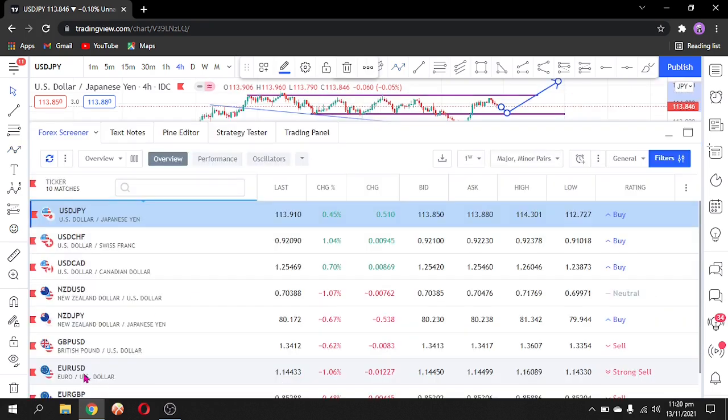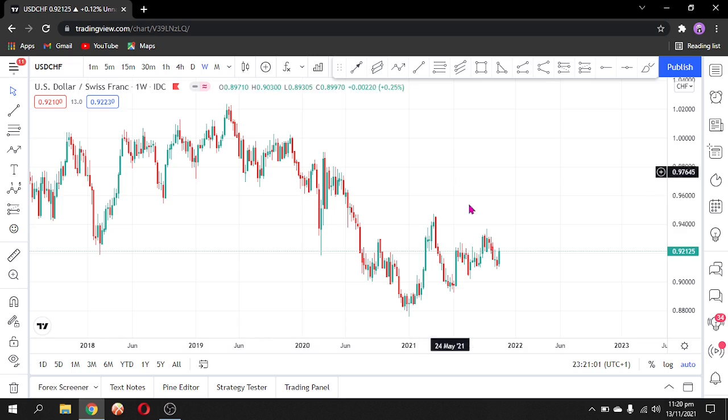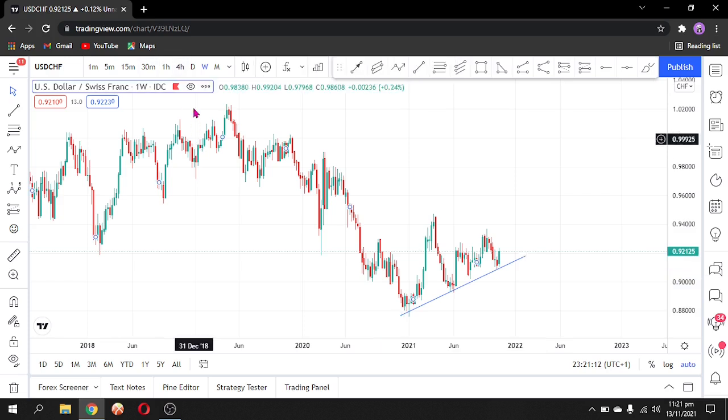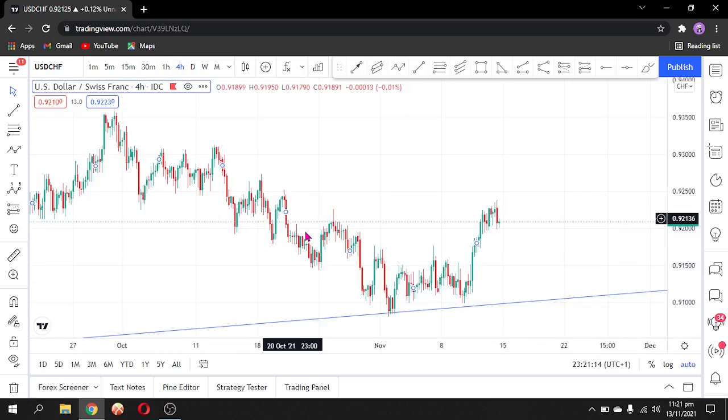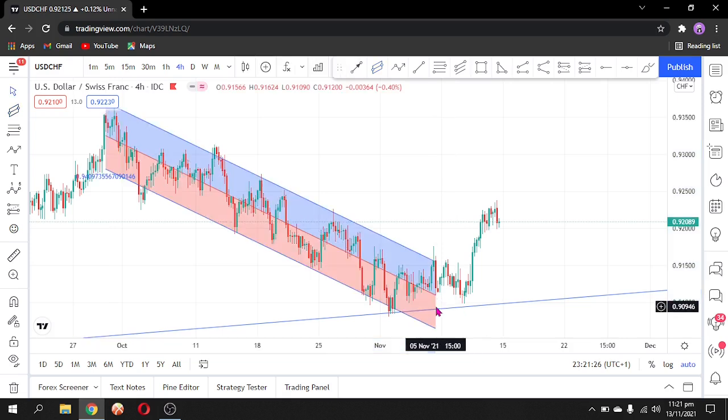Next currency pair will be USD CHF. Let me go back to the weekly time frame. On the weekly time frame, we have a bullish trend line here, and if I scale back to the 4-hour time frame, this is a bullish trend line. We will discover that we have a bearish channel that has been broken, and price consolidated here for a while.